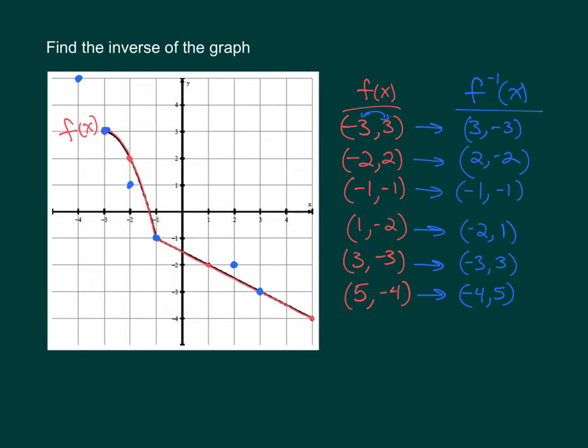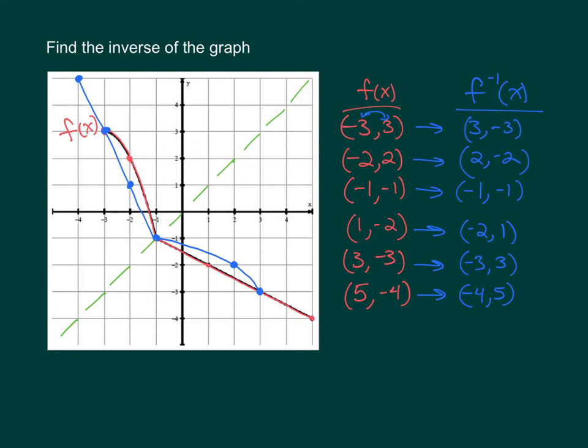Now, if you're confused as to how you should connect these dots, what you should remember is that anytime you find the inverse of a graph, it ends up giving you a reflection around this line, y equals x. I'll continue that here. So you can try connecting the dots any way that you can, but you want to make sure the graph looks like this.